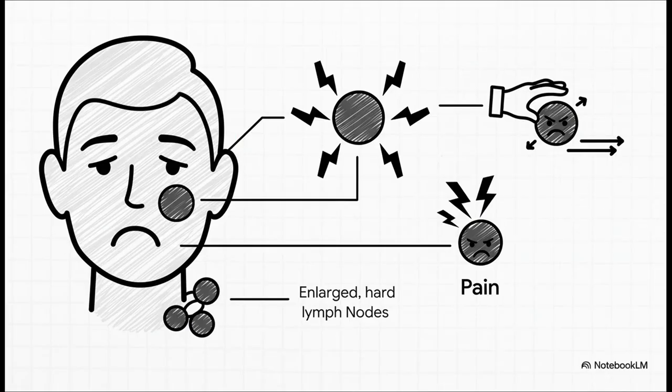A lump that starts growing fast, one that feels hard and seems stuck to the skin or the muscle underneath. Any kind of pain, especially if it shoots up toward the ear. And then the big ones, any weakness or paralysis in the face, which points to the facial nerve being involved, or numbness, which could mean other nerves are being invaded. These are not things you ignore.